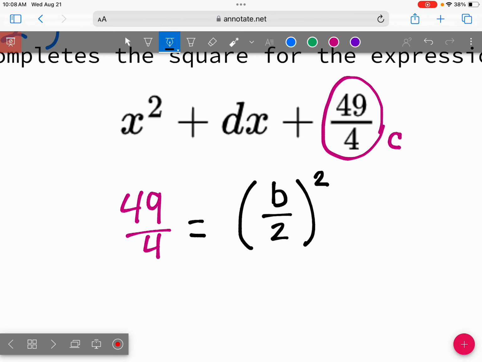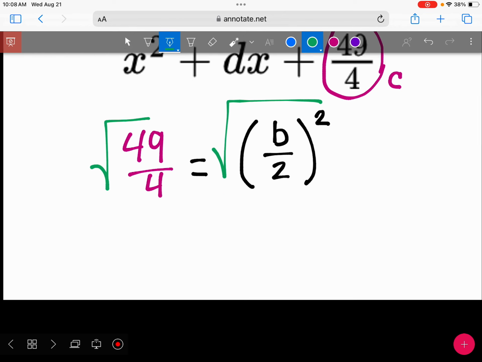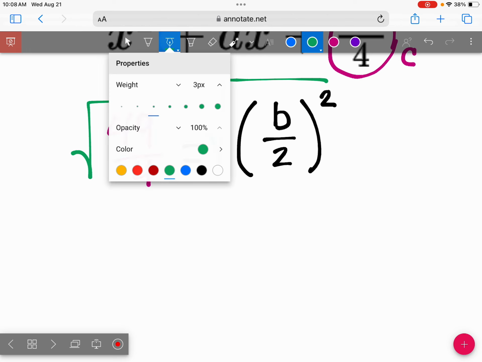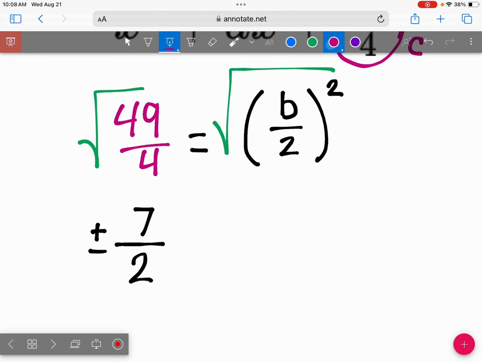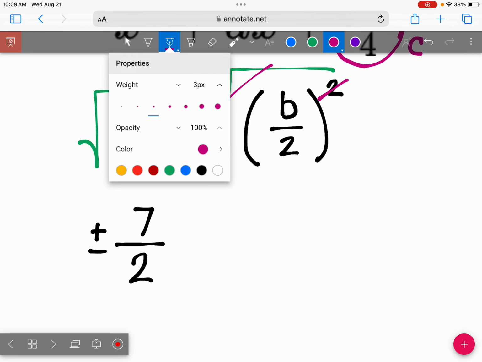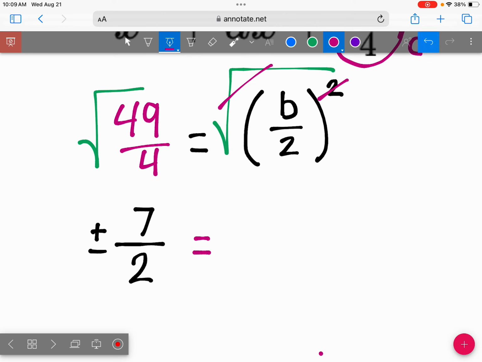So then what are we going to do? Square root both sides. So my left-hand side is going to become 7 over 2, plus or minus 7 over 2. There we go, because we are square rooting a perfect square. I don't know what sign it's going to be. When we square root a perfect square, we have to put the plus or minus because it could be either one. So b over 2.